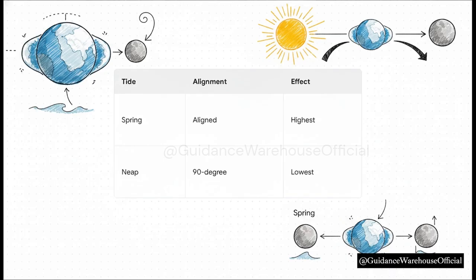When the Sun, Moon, and Earth are perfectly lined up, their gravitational forces team up to give us the highest tides, which we call spring tides. But when the Sun sits at a 90-degree angle to the Earth-Moon system, those forces kind of fight each other and cancel out a bit, giving us the lowest high tides, known as neap tides.